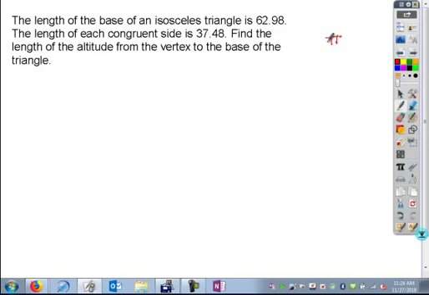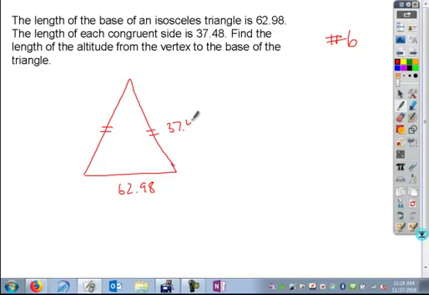So in problem 6 here, it tells you the length of the base of an isosceles triangle. When you're looking at an isosceles triangle, the two equal sides are your legs, and the base is the non-equal side, so 62.98. And it says the length of each congruent side is 37.48, and it wants you to find the length of the altitude from the vertex to the base.